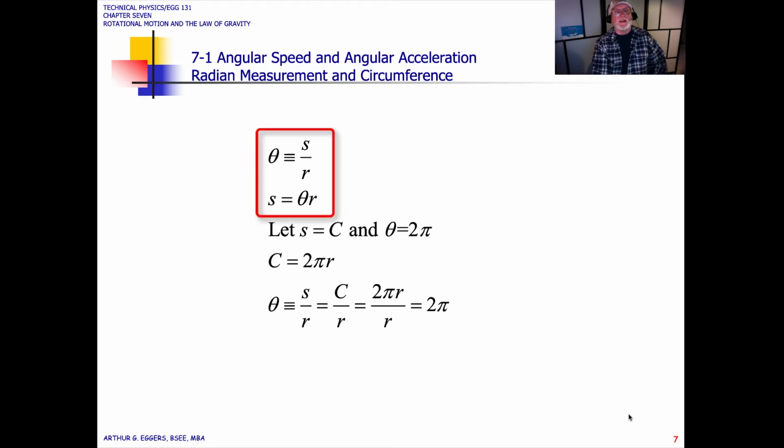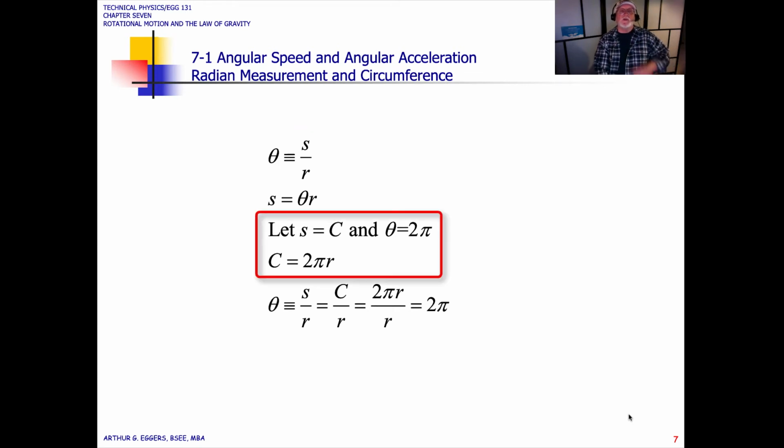So let's look at taking that definition of theta, the arc length over the radius, and let's move the terms around so that we now have an expression that allows us to calculate that arc length. So now we have the arc length S equal to the radian angle theta times the radius itself.